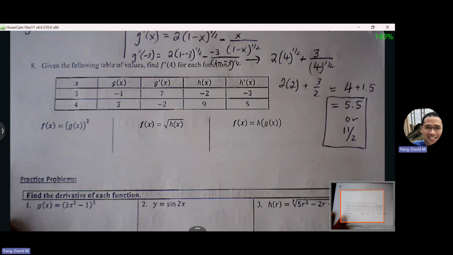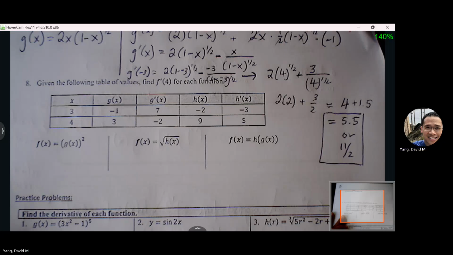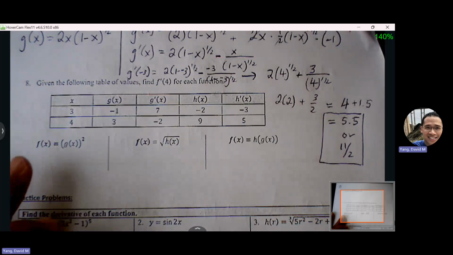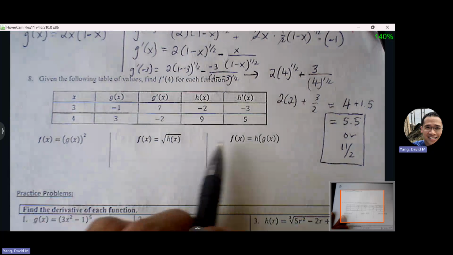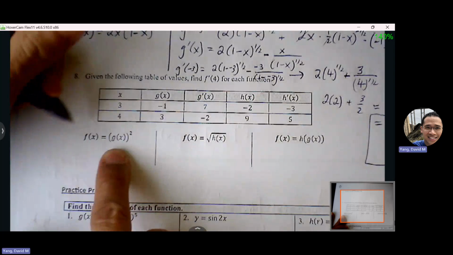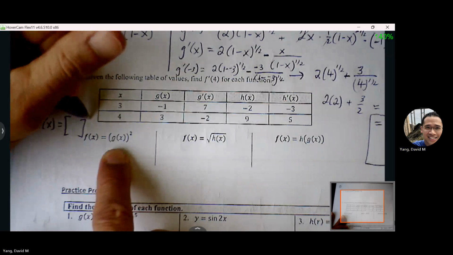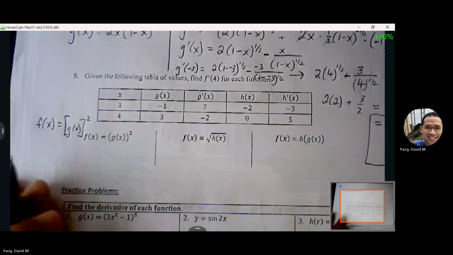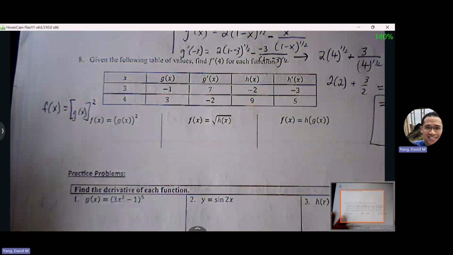Number 8. Any questions so far? Number 8, we have the need for chain rule for all these functions, but now these are in function notation. So let me just rewrite it so I can see the chain rule need. I can do bracket parentheses to the one bracket to the 1/2.